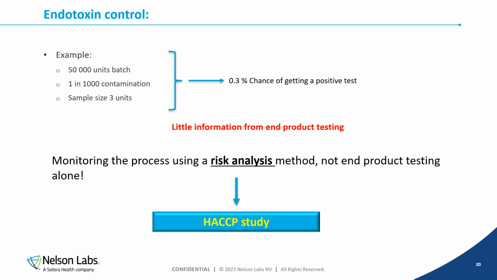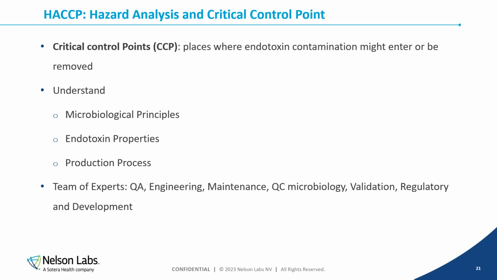So the only thing that you can do to guarantee the absence of endotoxins is to monitor the process, avoiding too much entry of endotoxins, so performing risk analysis: where can the endotoxins come into the chain, where can I control them, how can I limit them. There are a number of risk assessment methods, but the one we are handling today is called an HACCP study, which is short for hazard analysis and critical control point.